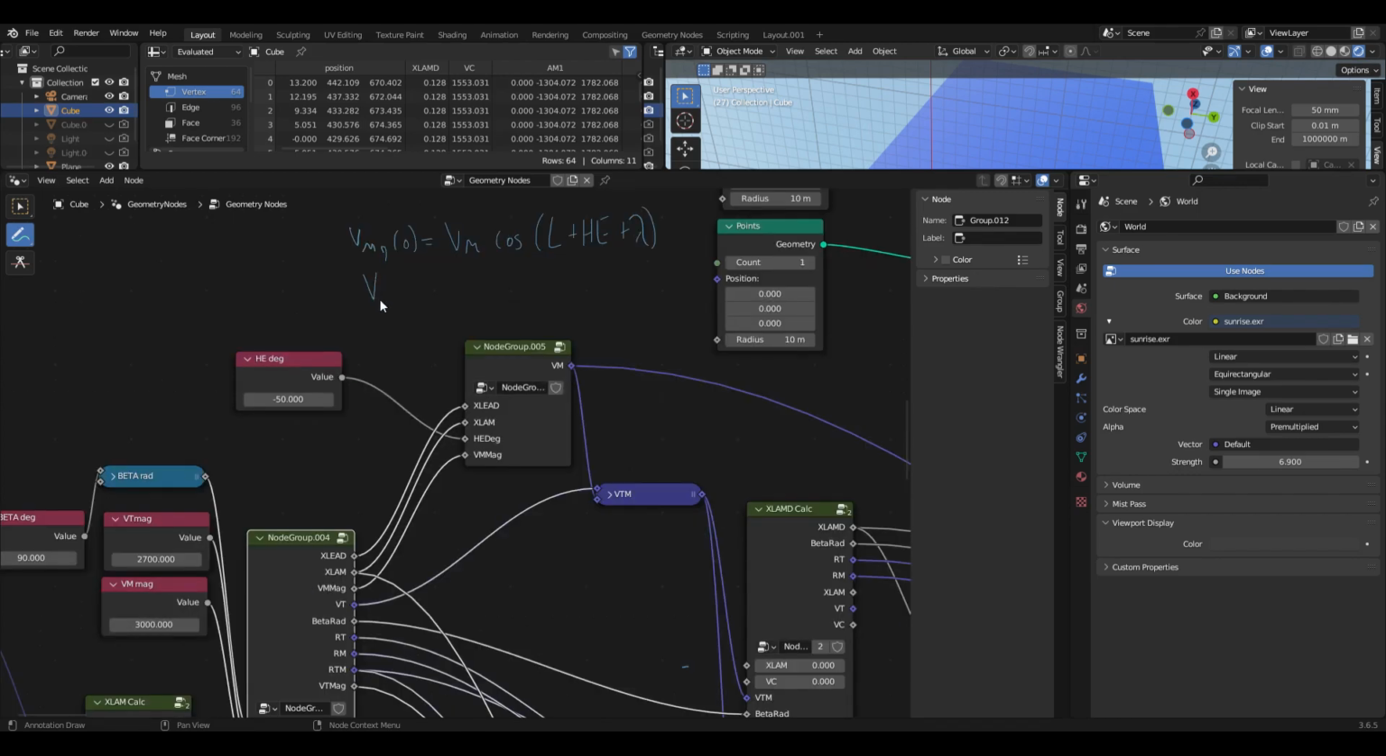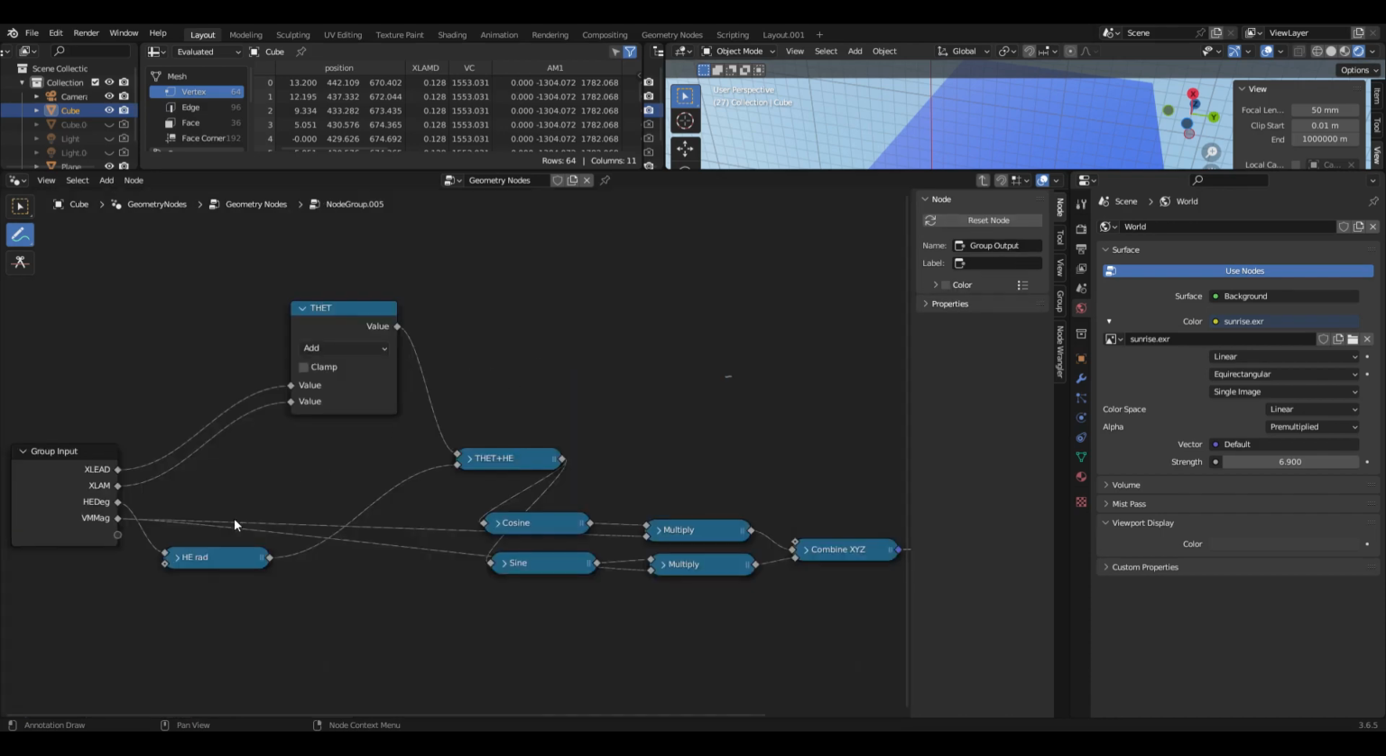So there are some other things to calculate. And if we continue on out of here, we want to get the Vm. And these are just to get the initial components of Vm. And what those are is Vm naught is Vm cosine, the lead angle, plus the heading error, plus lambda. And then Vmz is just the sine of that same angle times Vm.